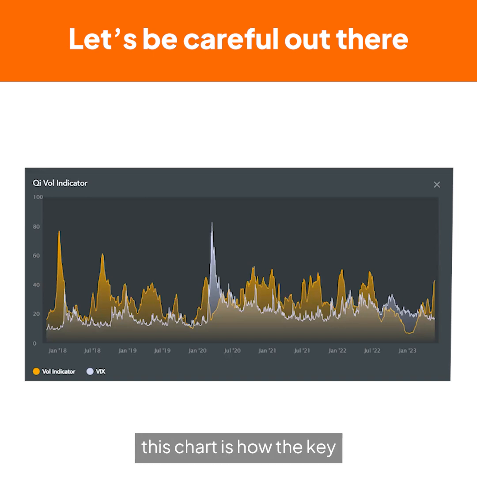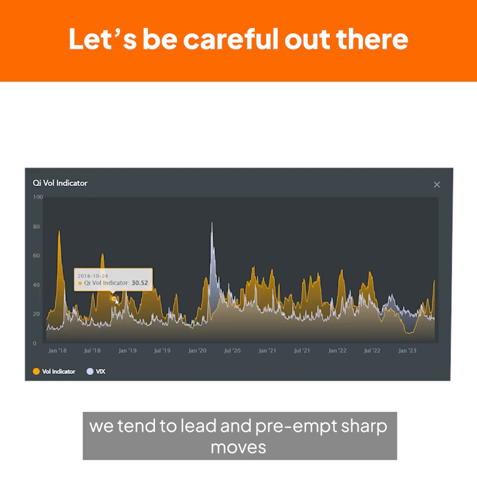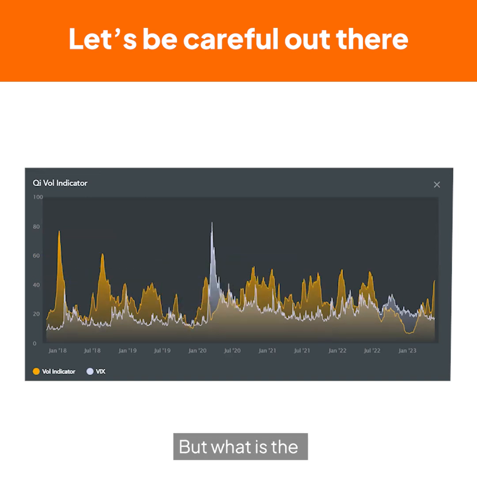So what jumps out from this chart is how the QI vol indicator often gives an early warning ahead of spikes in VIX. It doesn't always work. There are some false signals, but over time you can see that we tend to lead and preempt sharp moves in equity volatility. So what is the QI vol indicator?